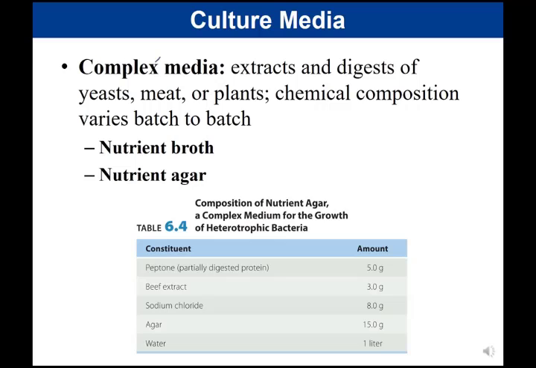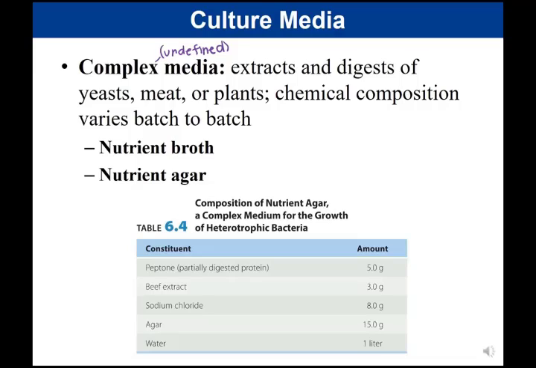Complex or undefined is another name that's used interchangeably. Complex or undefined media contains extracts and digests of yeast, meat, or plants, and the chemical composition can vary from batch to batch. So examples of complex media: nutrient broth, nutrient agar. These would be examples of complex media.